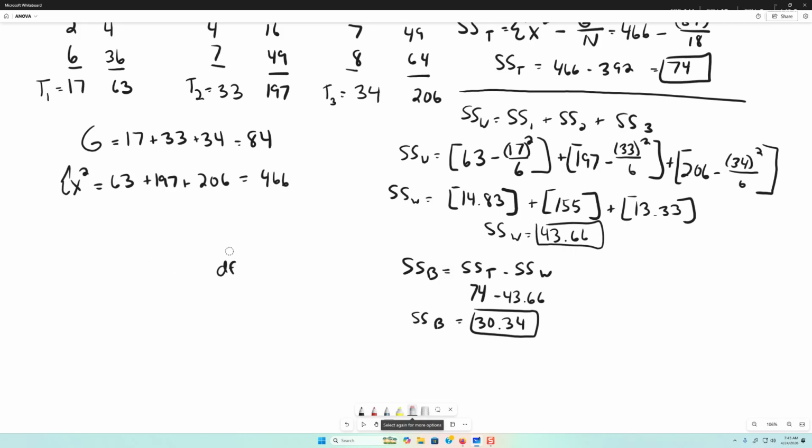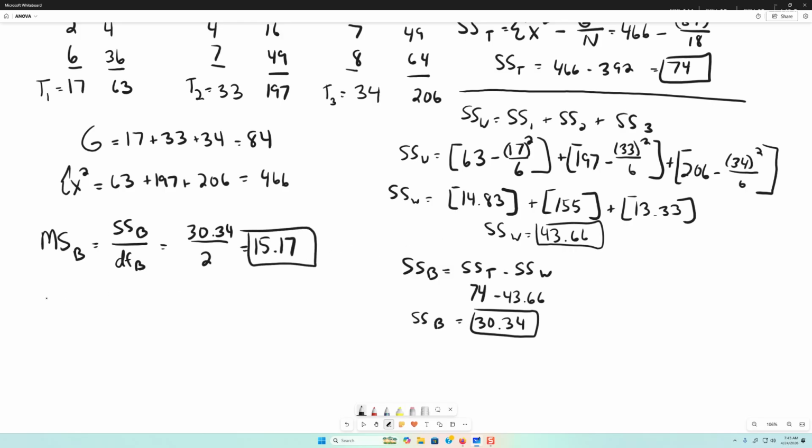So what do we call it now? We're not calling it s squared. We're going to call it the mean squares between. MSB, mean squares between. This is like the average between groups variance. That's equal to the sum of squares between over the degrees of freedom between. So our sum of squares between we have at 30.34, and our degrees of freedom between we have at 2. When I solve that, I get 15.17 as my mean squares between.